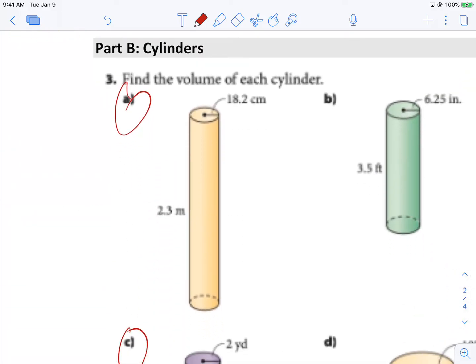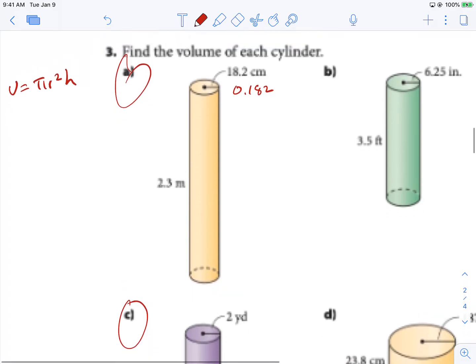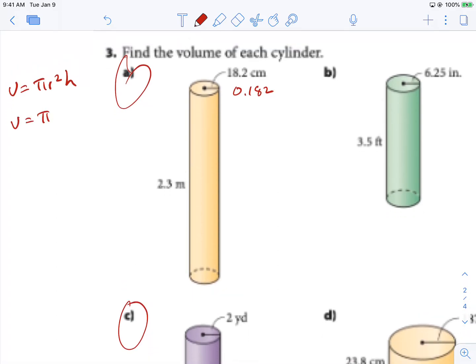Okay, for 3A, so now we have the volume of our cylinders. So volume here is pi r squared times h. So let's go ahead and do that. We always want to make sure we convert those, so we'll convert this to meters, so 0.182. So now we have consistent units. So we have pi times r, which is 0.182, squared times our h, which is 2.3. This gives me an answer of 0.239 meters cubed.